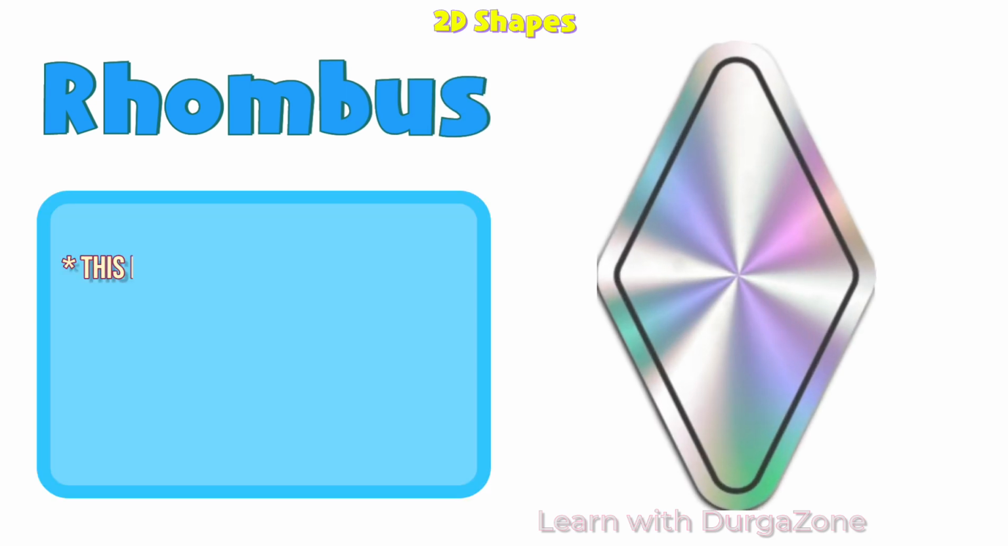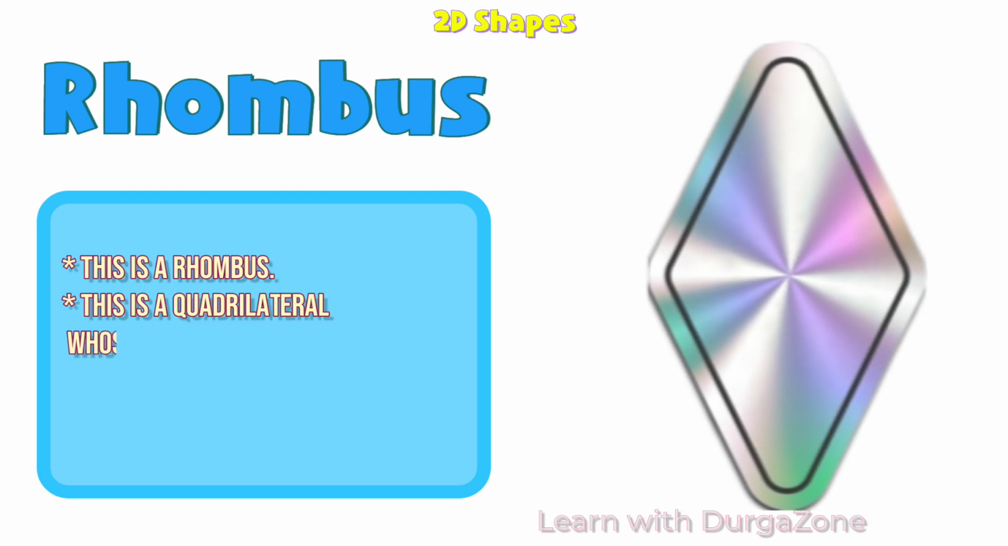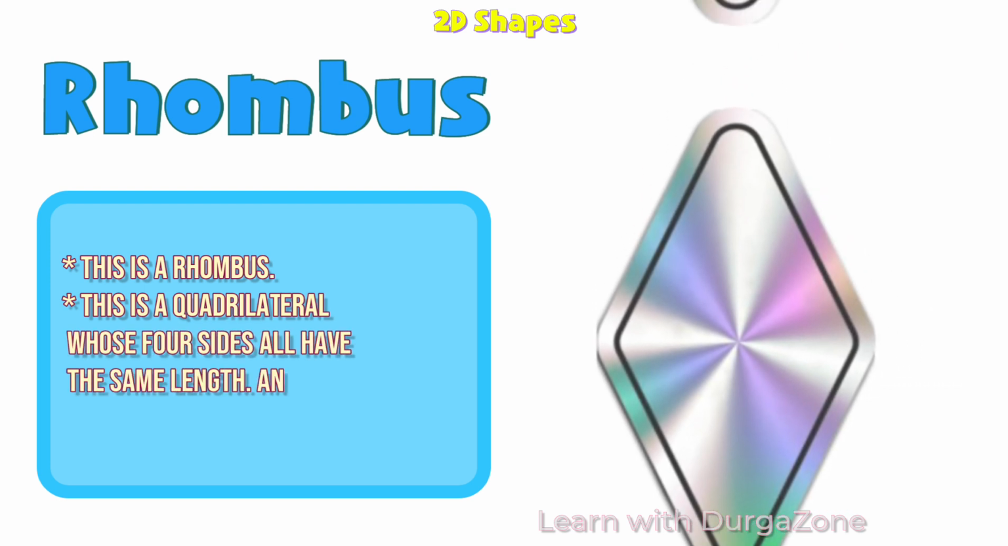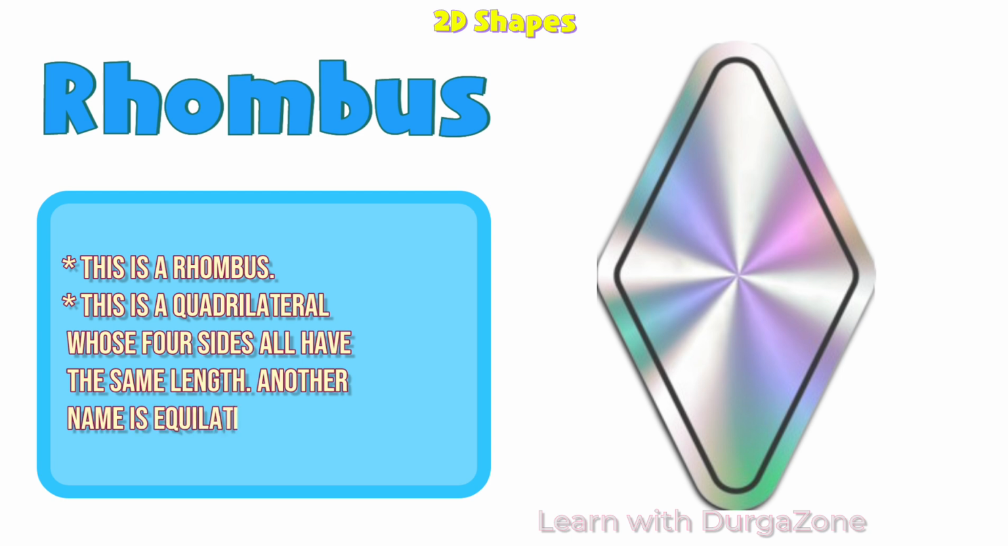Rhombus. This is a rhombus. This is a quadrilateral whose 4 sides all have the same length. Another name is quadrilateral equilateral.